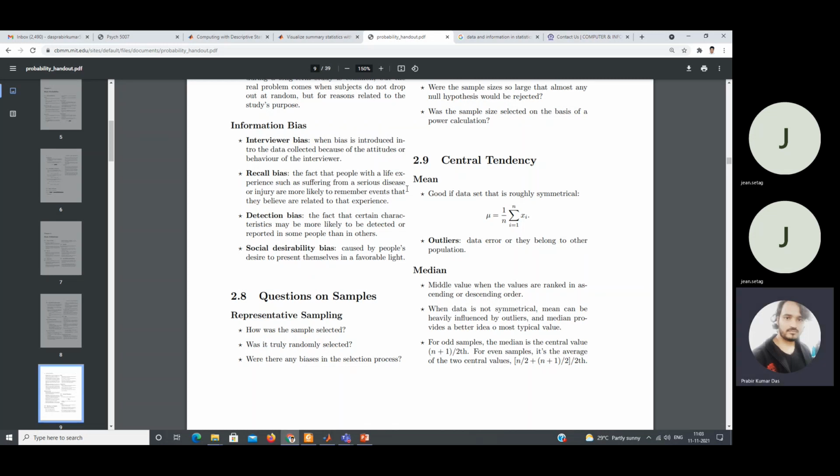But the mean is actually sensitive to outliers, no? Yes, mean and standard deviation are very much sensitive to outliers. So that is why I am telling you mean is a very raw measurement of your central tendency.